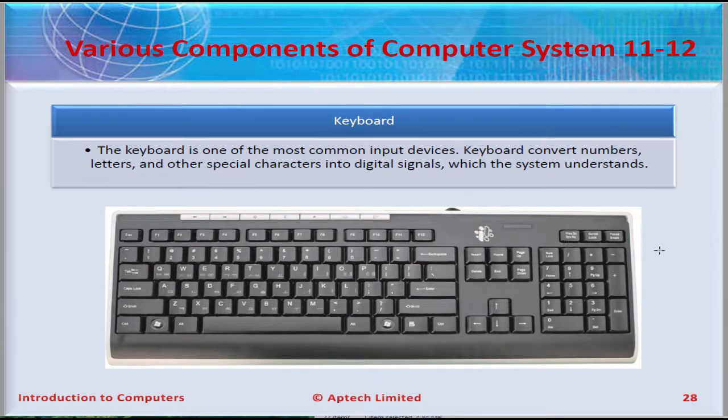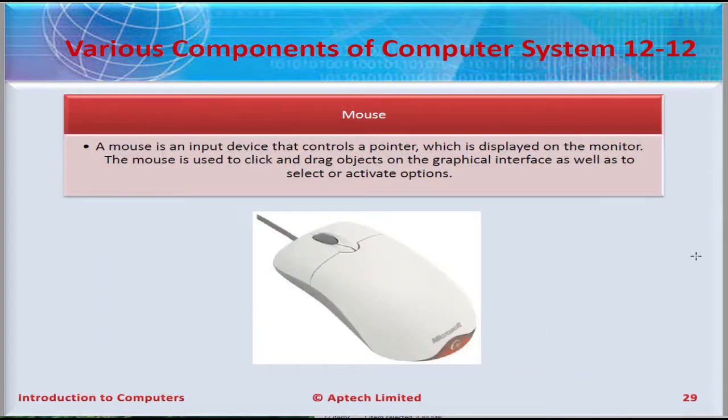Okay, we move on. Mouse. A mouse is an input device that controls a pointer, which is displayed on the monitor. You can see what I'm doing here. We have this pointer on my screen, and you notice it changes depending on where your mouse pointer is. And the mouse is used to click and drag objects on the graphical interface as well as to select or activate options. And this is a 3-button mouse. We have the left mouse button, the middle mouse button, and the right mouse button.